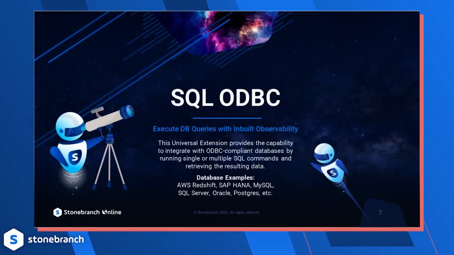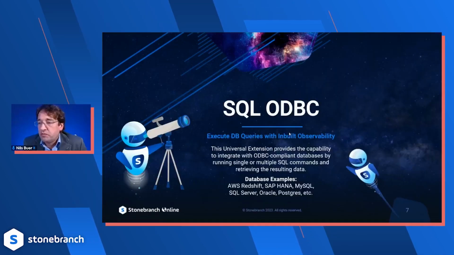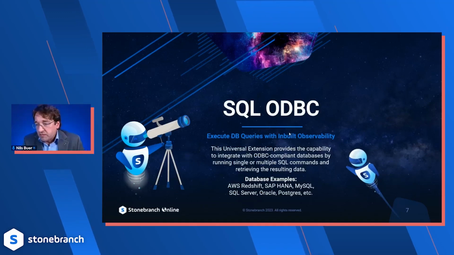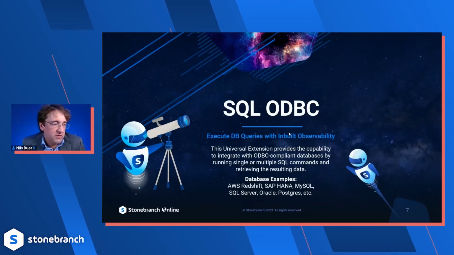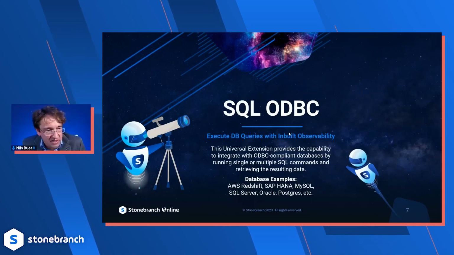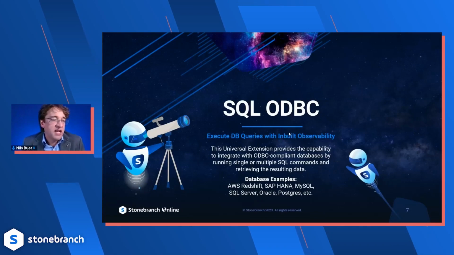The SQL ODBC task, I think people who know Universal Automation Center know that we have an SQL task for a long time in the system, but the SQL ODBC task can do much more because it can connect to any SQL or to any ODBC database. And this is basically most of the databases today on the market. So you can connect to Amazon Redshift, you can connect to SAP HANA, you can connect, of course, to MySQL, SQL Server, Oracle, Postgres, and so on. So to all these different databases, you can connect using this generic task.